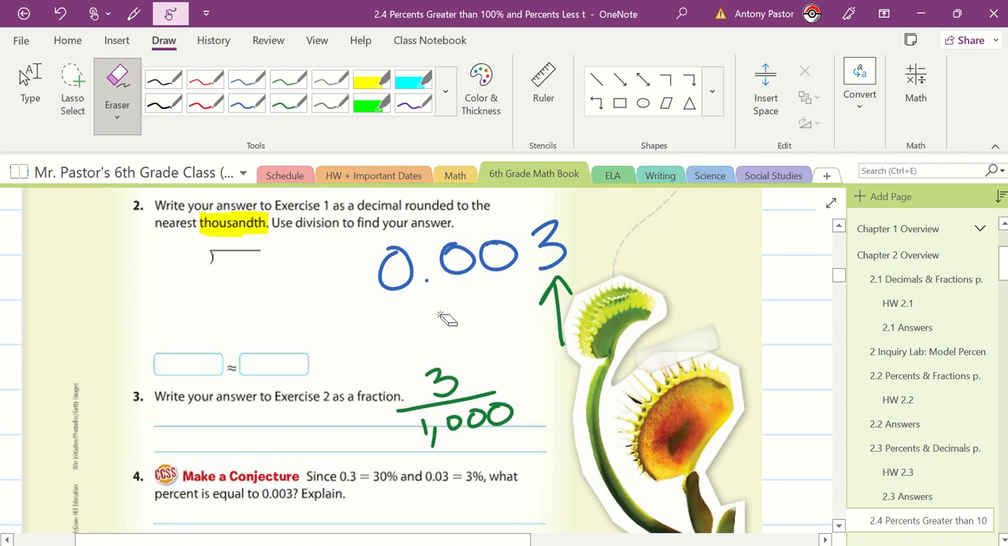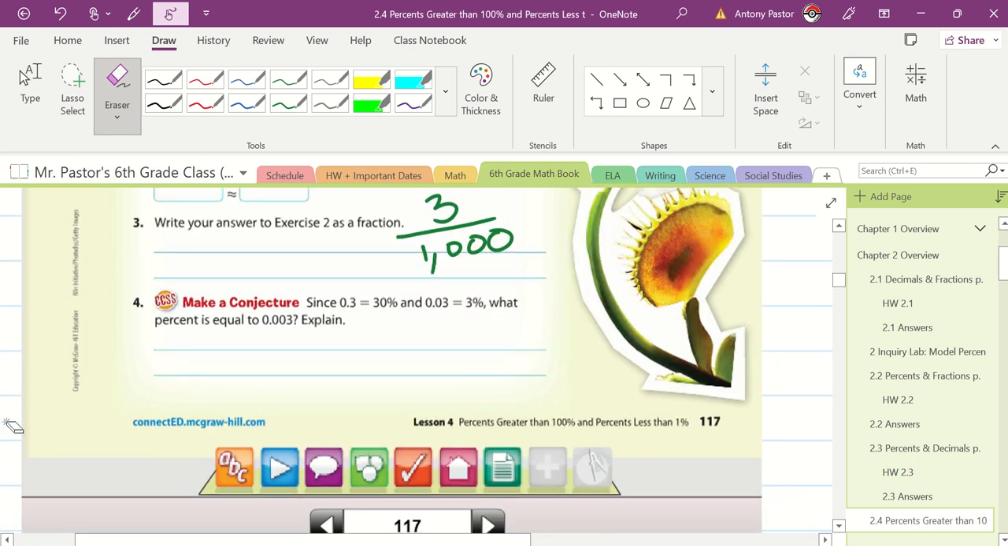Now I'm going to take that 0.003 and write it as a fraction, which is 3 1,000ths, because it's in the thousand spot. And this part is going to be very important. Since 0.3 is 30%, because it is 30 hundredths, and 0.03 is 3%, because it's 3 hundredths, what percent is equal to 0.003?